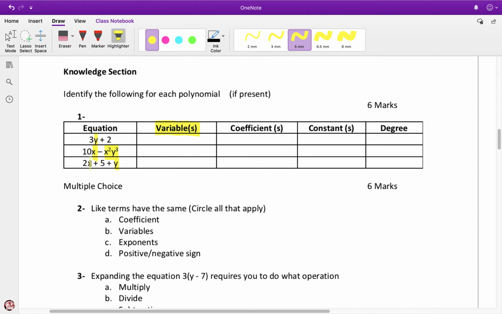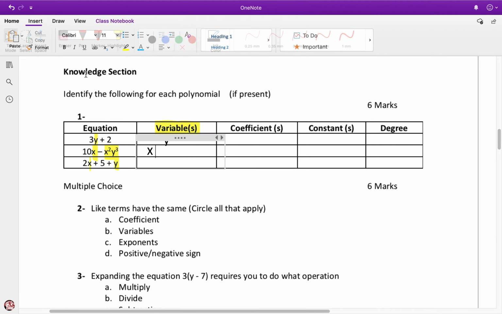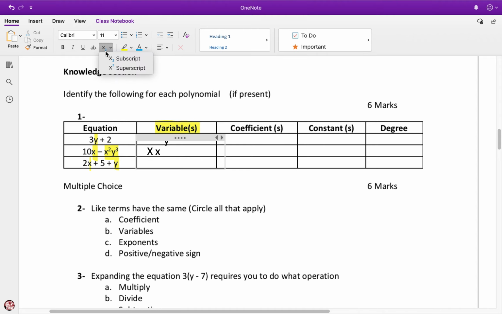Right there. So if I were to type it, my variables are y, I have x, and technically I have an x to the power 2, and a y to the power of 3, and lastly I have an x and y.